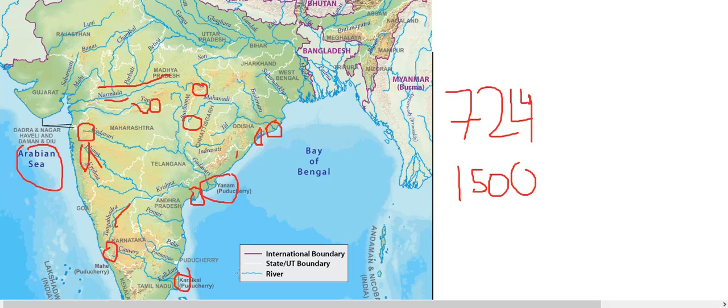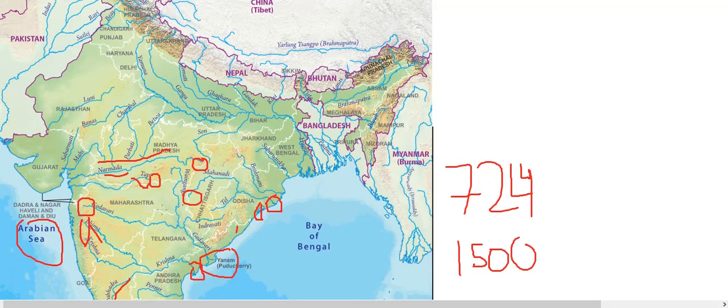One more river is very much important. It is mentioned in our syllabus. That is the Luni River. So this is the river Luni, which originates in Rajasthan. It started from here. Basically, it rises near Pushkar, which is very famous for Pushkar Mela, Pushkar handicrafts, Pushkar camels, and one of the temples of Brahma is in Pushkar.